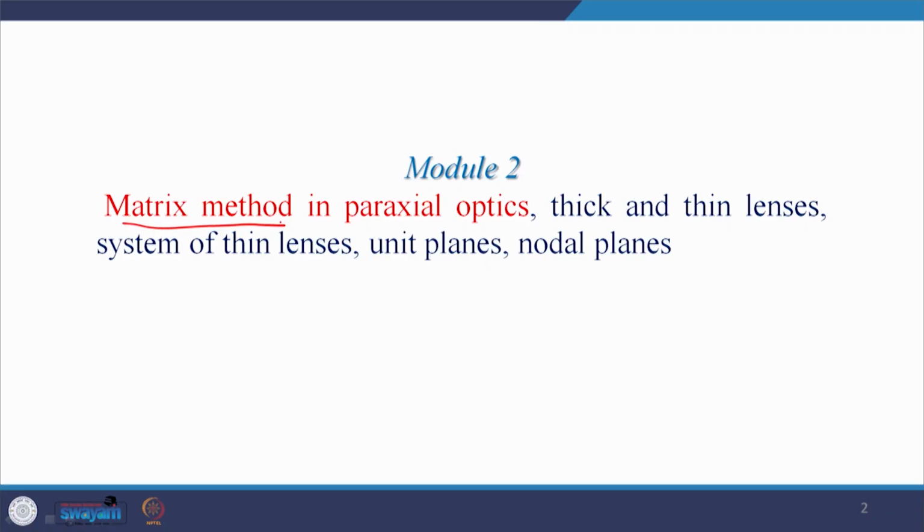Today we will learn about a very important concept, which is the matrix method. Now we will start with the matrix method. We were in module 1 and we talked about reflection and refraction. While talking about refraction and reflection, we considered two types of interfaces, straight interfaces and spherical interfaces. We not only considered single spherical interfaces, but also double interfaces, wherein we covered refraction through a thin lens.